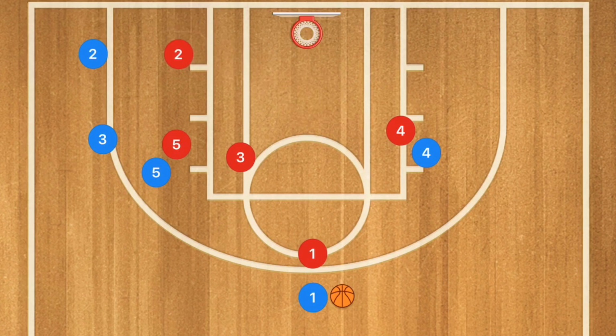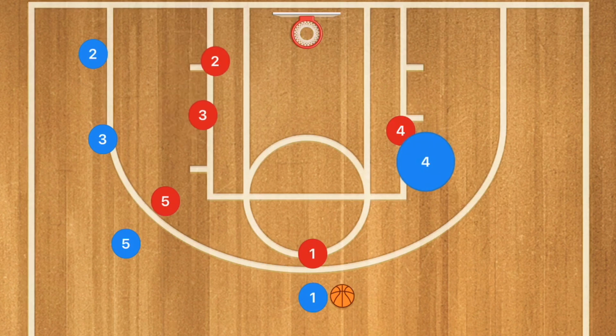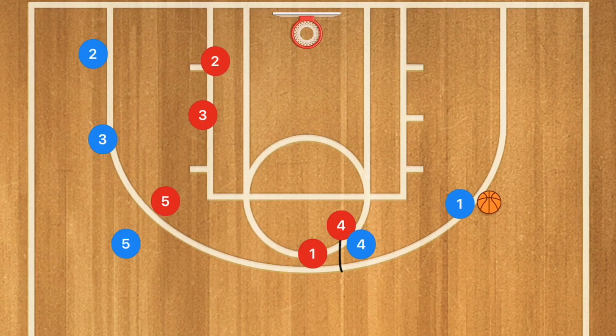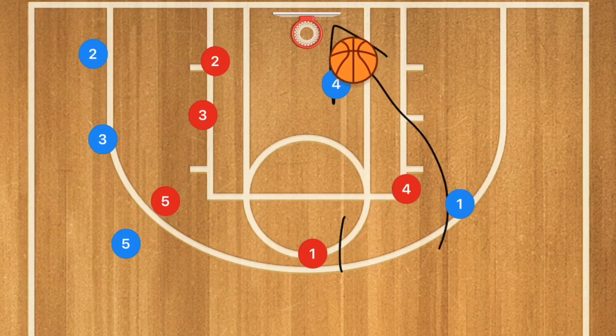Now what's going to happen is we're going to have player 5 popping out, and we're going to be having player 4 setting a screen and roll on player 1. Player 1 can drive right towards the basket, or we can have player 4 open, possibly rolling towards the basket for a possible layup. Now, all of these are really great plays to run with your team.